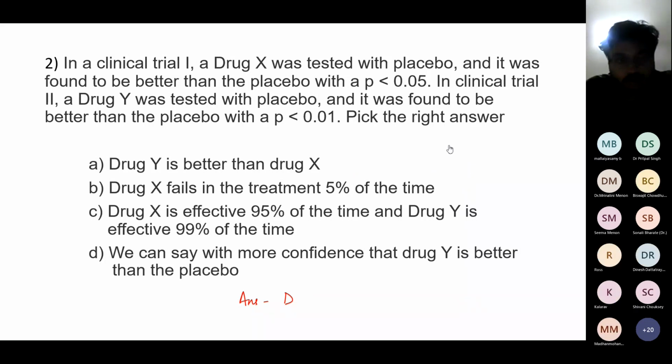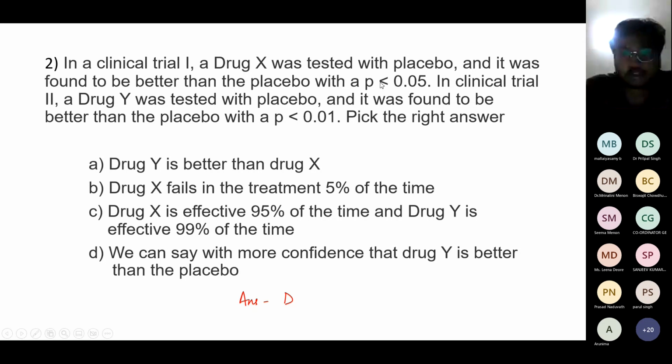Hello, sir, I have a question regarding option C. With 95% confidence, we can say that drug X is better than placebo, no? As it comes in the clinical trial. As per the question, it is with 95% confidence that we can say that drug X is better than placebo, and in the second trial, with 99% confidence, we can say that drug Y is better. So why can't the answer be C?